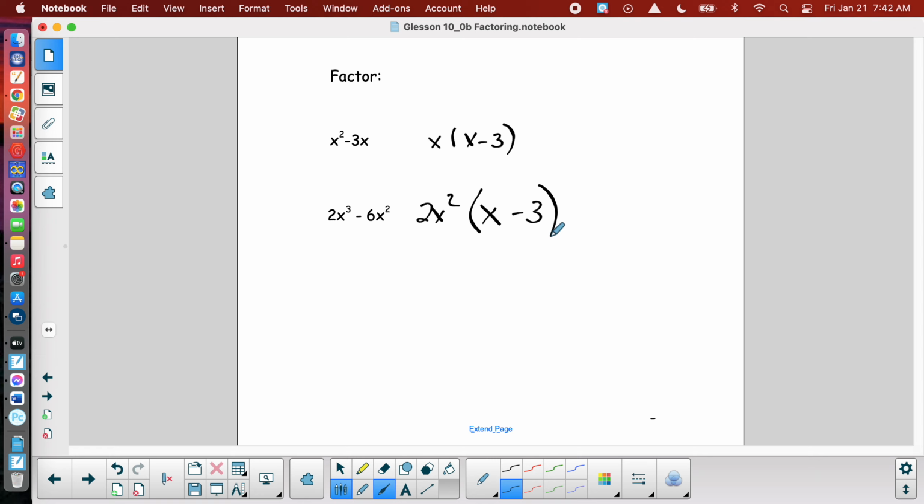So the first thing we look for when we do any factoring problem is we always look for greatest common factor, because we get smaller numbers when we're done and that makes our factoring easier. So that's just a little reminder.